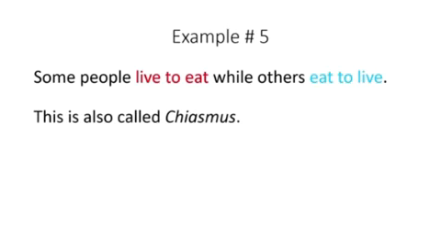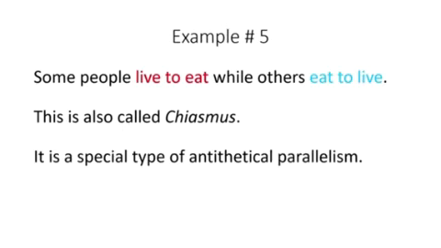Now, this is a special type of parallelism called chiasmus. If you notice, the terms live to eat and eat to live, it's really inverted. So if you change the order of the words, live to eat, it becomes eat to live, if you do it backwards. That is called chiasmus. It's a special type of antithetical parallelism.